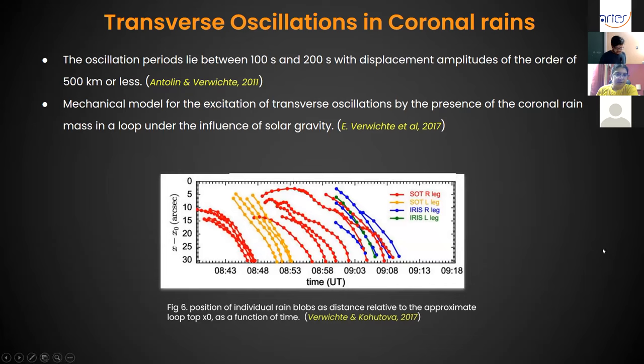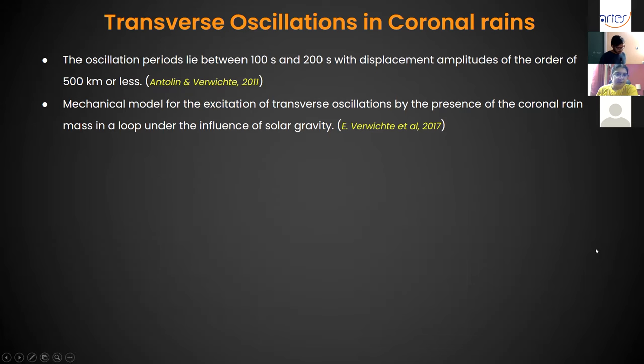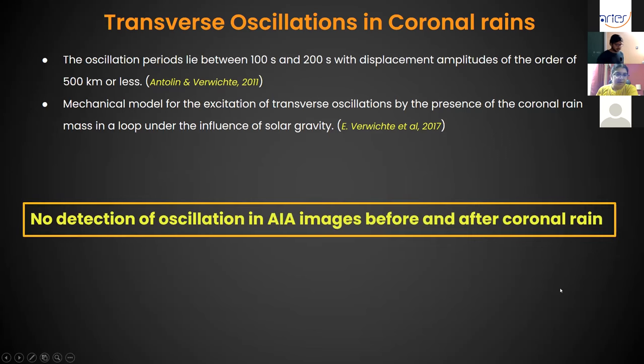But the problem with the conclusion is that they have not analyzed any oscillation in AIA images before and after coronal rain. So our main aim of the work is to analyze AIA images for a particular event before and after coronal rain, and to see whether we are able to find any oscillation, so that we can conclude about the notion made by Verwichte and colleagues in 2017.